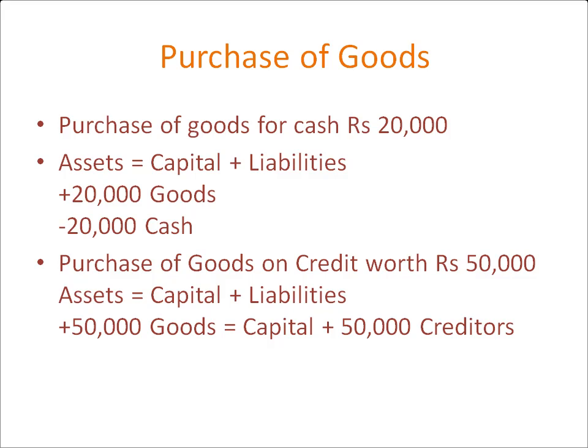If purchase of goods is made on credit, then what will happen? If the goods are purchased on credit, then the asset side will be increased by rupees 50,000 in case of goods, and the creditors, sundry creditors, are increased by rupees 50,000. That means they are liabilities. So it will affect equally the asset side and the liabilities side. Assets are increased in terms of goods, and liabilities are increased in terms of sundry creditors.